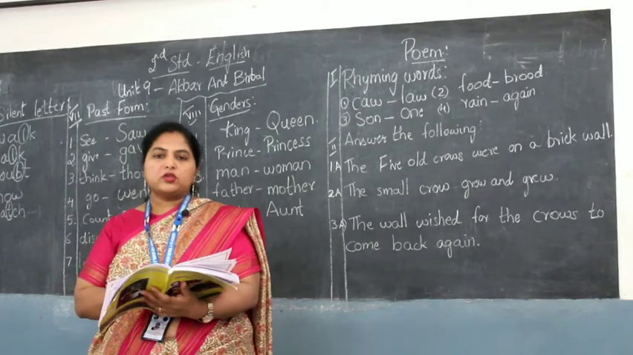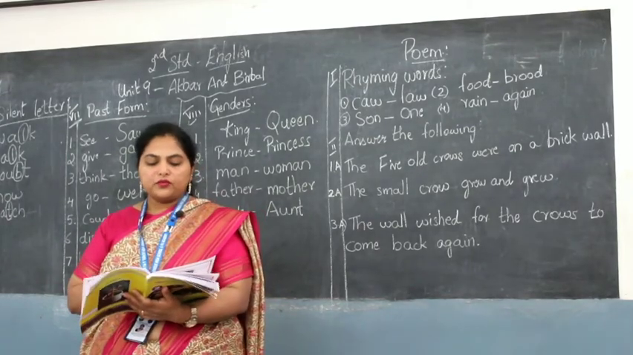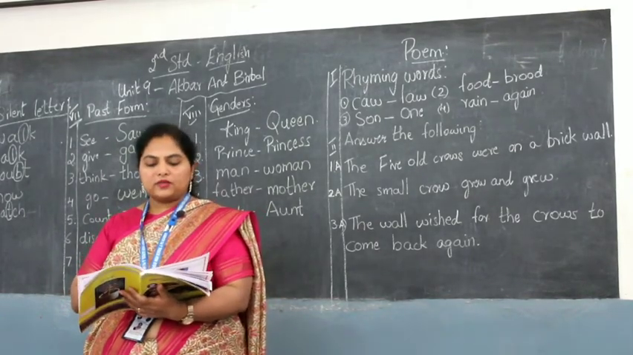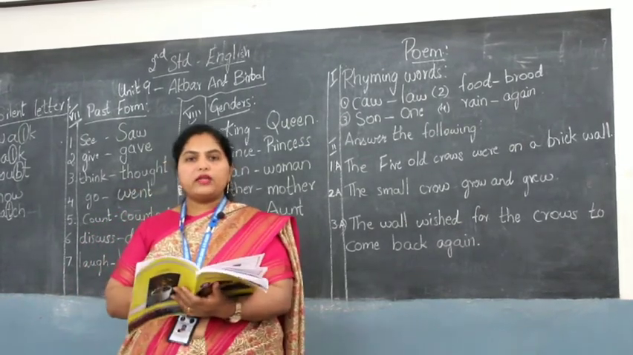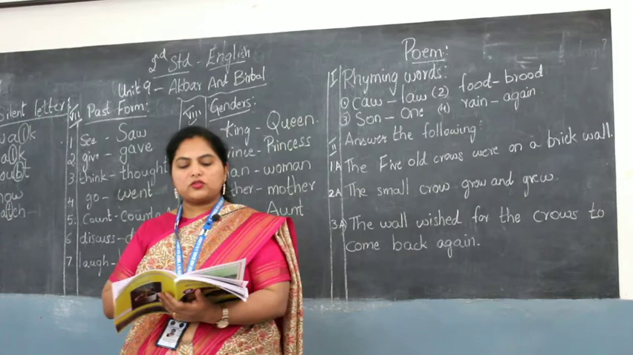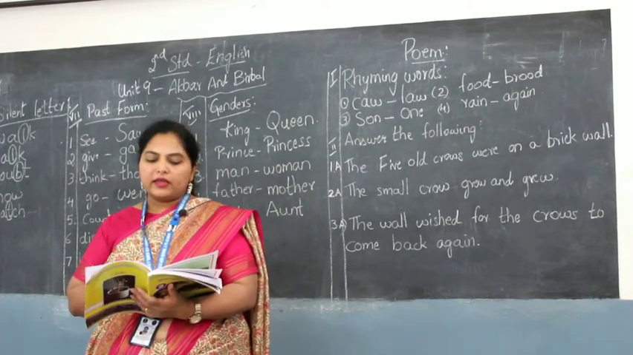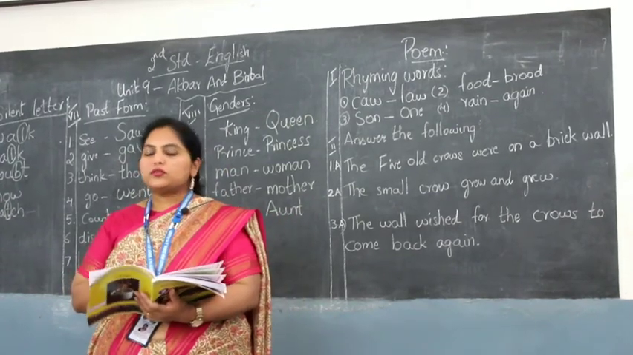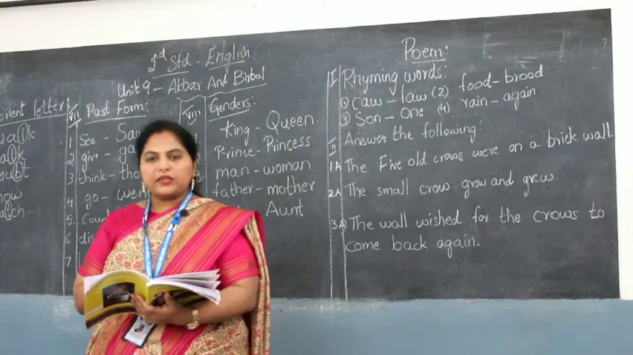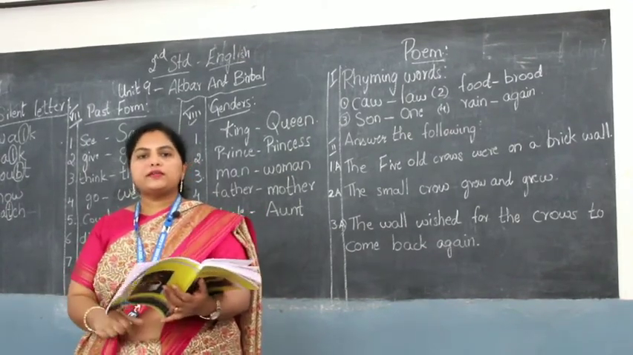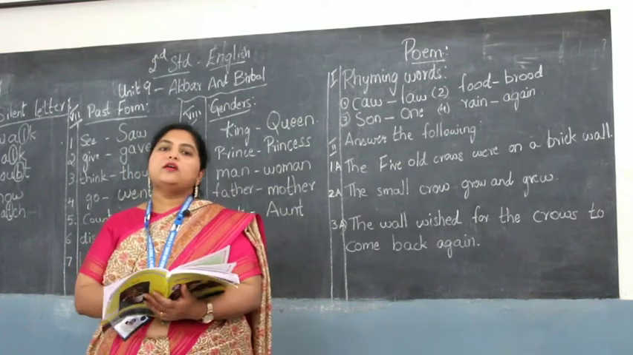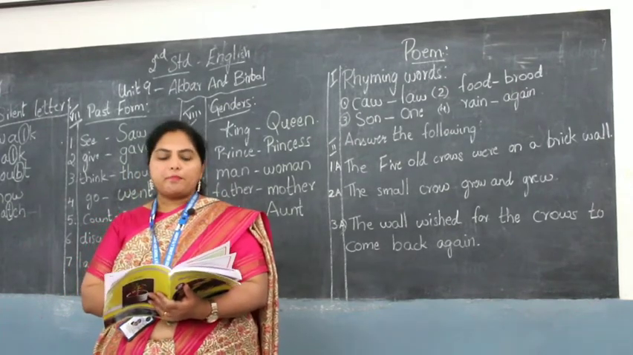The 1 old crow was on a brick wall. He flew away, and there was the wall. 1 brick wall was alone in the rain, wishing for the crows to come back again.